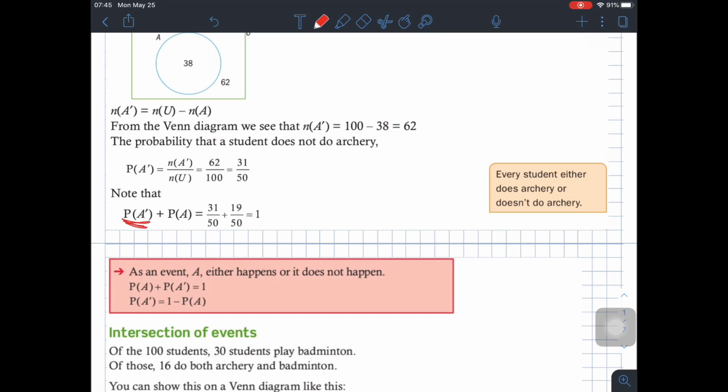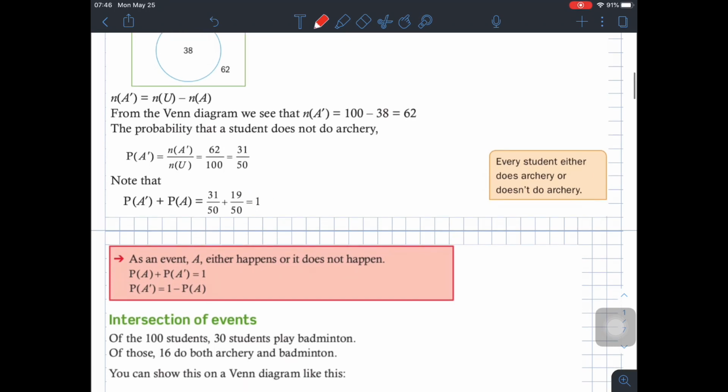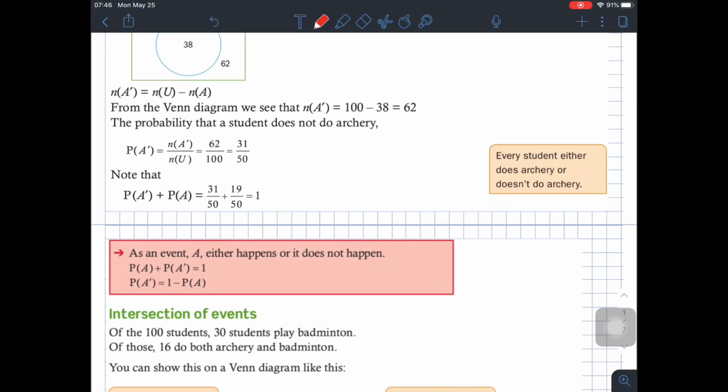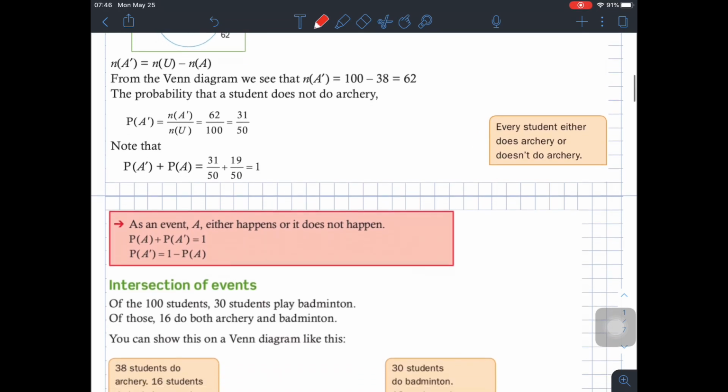The probability of the complement of A plus the probability of A should always give us 100%, right? Which is 1 if we write it as a decimal number. So this is why, right? Every student either does archery or doesn't do archery. For this particular universe, there is no other option.